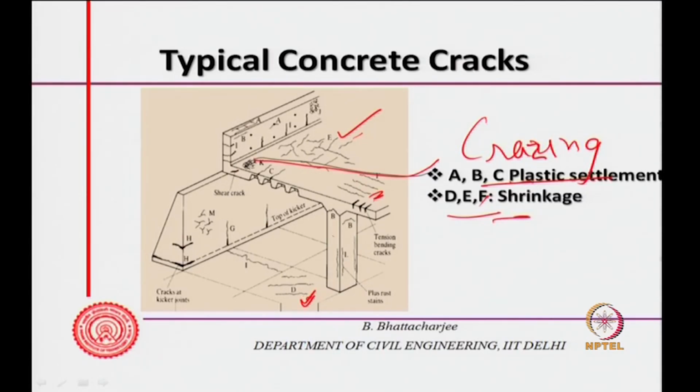A, B, C are plastic settlement cracks, but I will not discuss them, because I am not really discussing the cracks here. That is because of initial settlement. As I said, when bleeding occurs, the solid subsides and water has a tendency to come. If the reinforcement is restricting the subsidence, there will be a crack on top of it. So, these are plastic settlement cracks A, B, C, at haunches where dimension change is occurring.